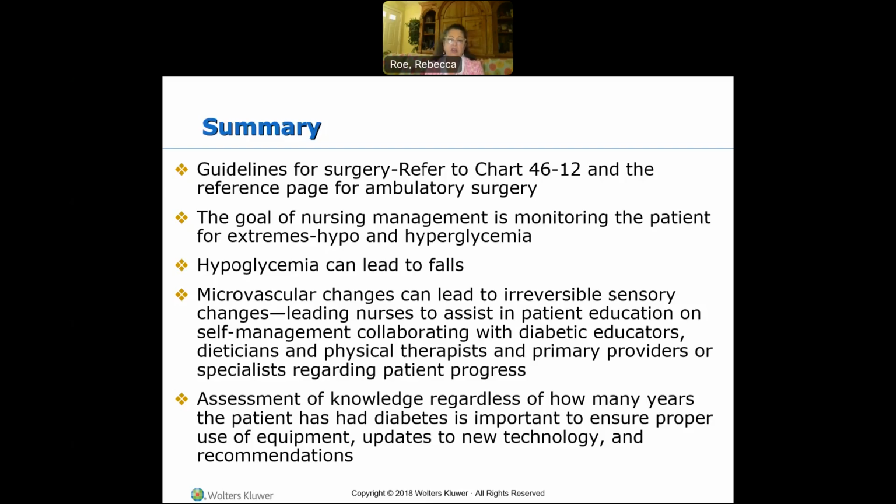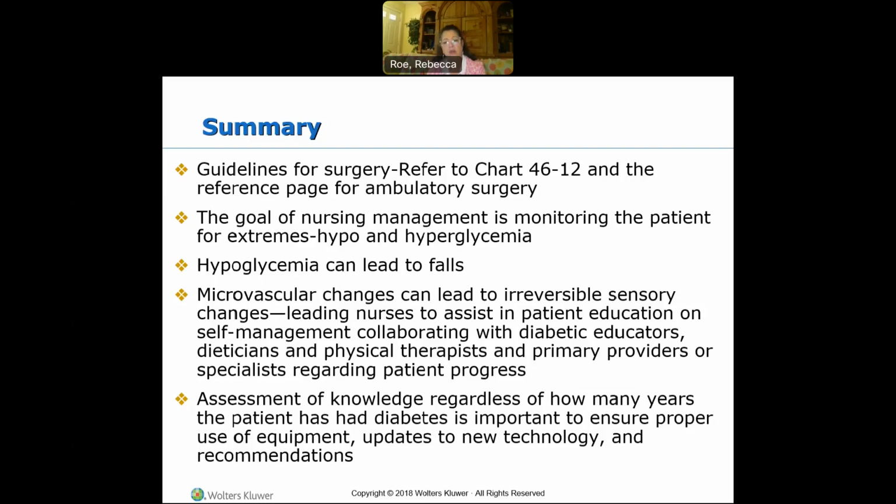Microvascular changes can lead to irreversible sensory changes, leading nurses to assist in patient education on self-management, collaborating with diabetic educators, dietitians, physical therapists, primary care providers, and specialists regarding patient progress, how they're doing, how well they want to participate. All of these things help everyone understand how to best have that patient provide care for themselves. You've got to get to the root cause of why these things happen, how the patient wants to work with each other, what's the best way to educate them, how to reach them.